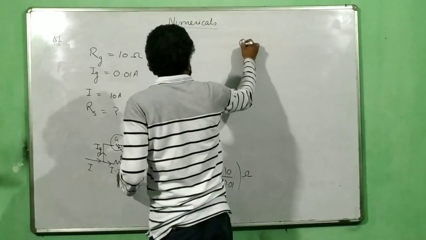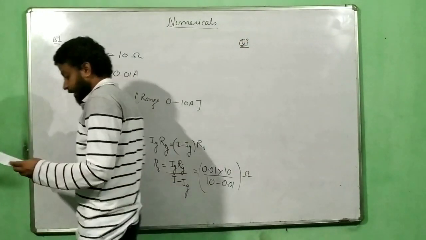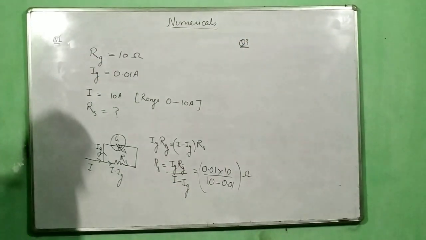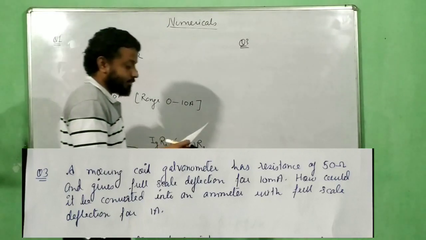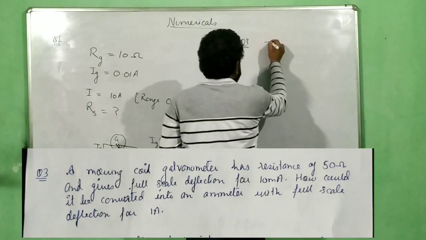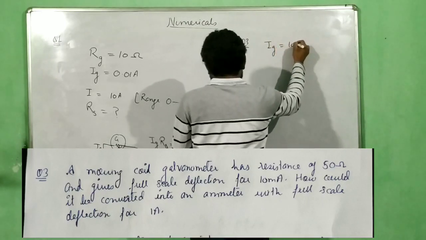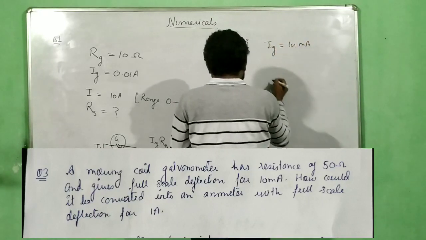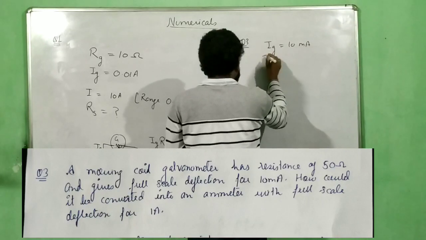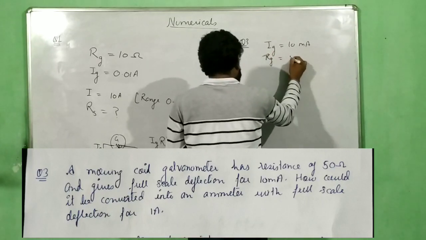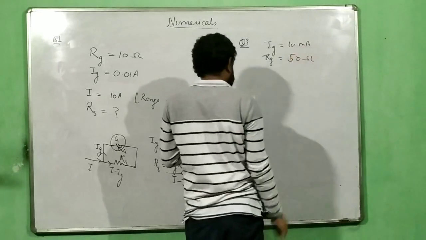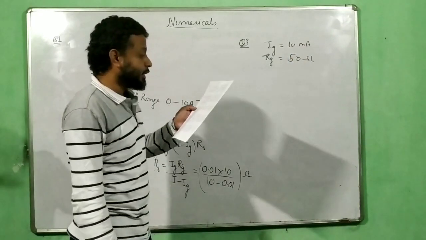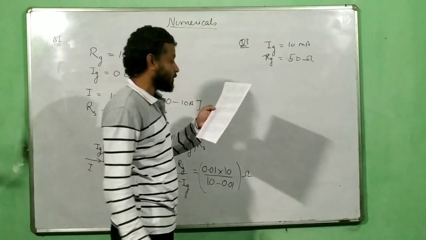Question number 3. Again the question is very easy. A moving coil galvanometer has resistance of 50 ohm and gives full scale deflection for 10 milliampere. So again your Ig is 10 milliampere, Rg is equal to 50 ohm. How could it be converted into an ammeter with a full scale deflection for 1 ampere?